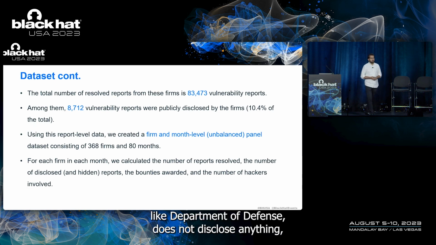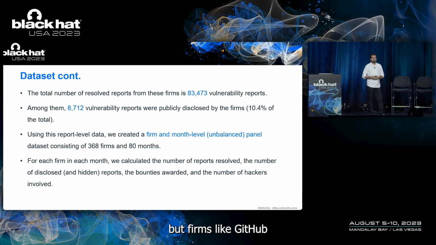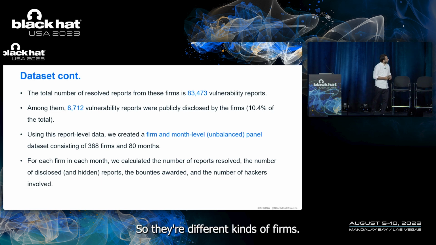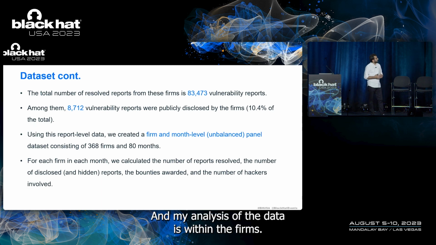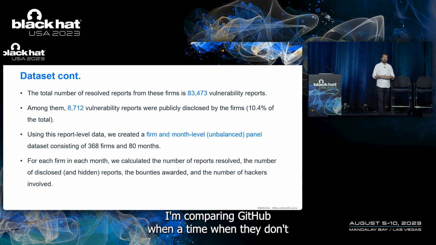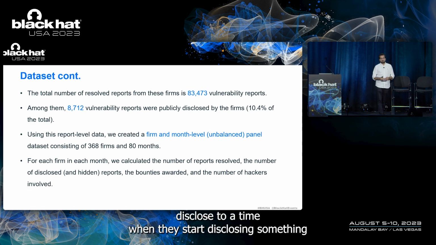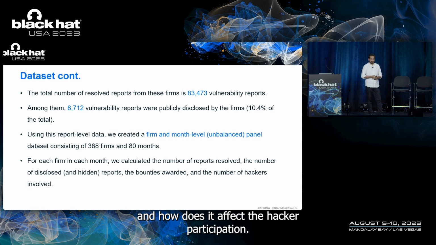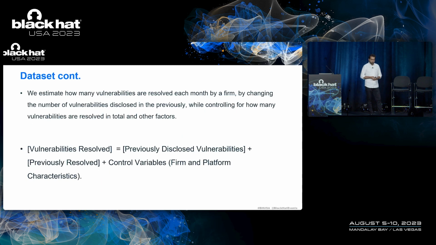Some firms, like the Department of Defense, do not disclose anything. But firms like GitHub disclose some of their bugs. So there are different kinds of firms. My analysis of the data is within the firm, so I'm not comparing the Department of Defense with GitHub. I'm comparing GitHub at a time when they don't disclose to a time when they start disclosing something, and how does it affect hacker participation.